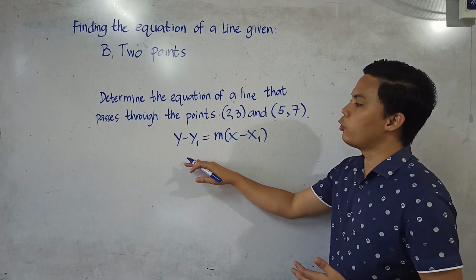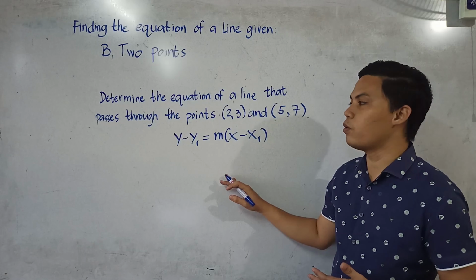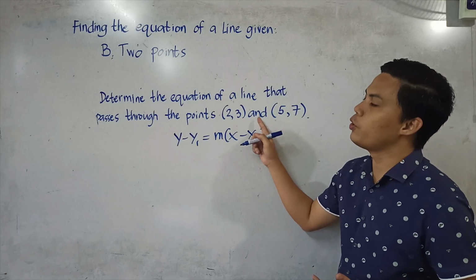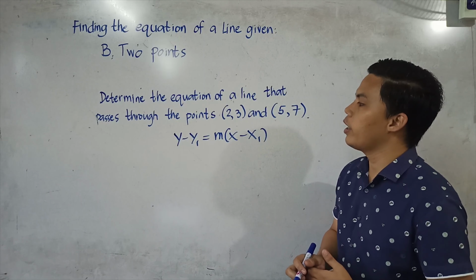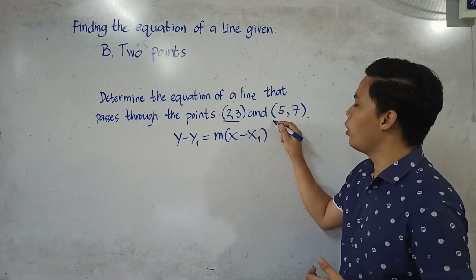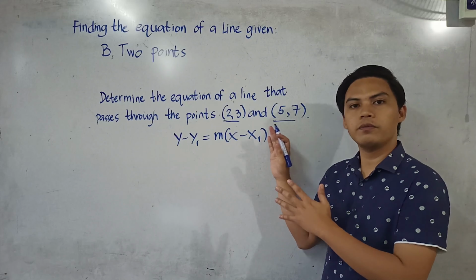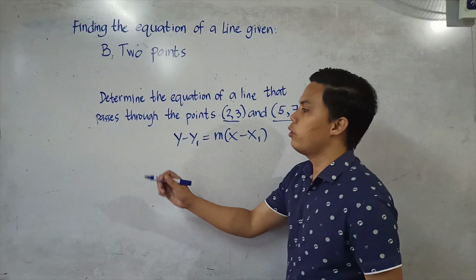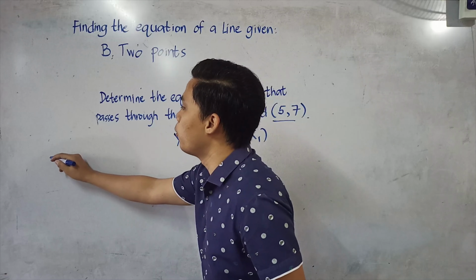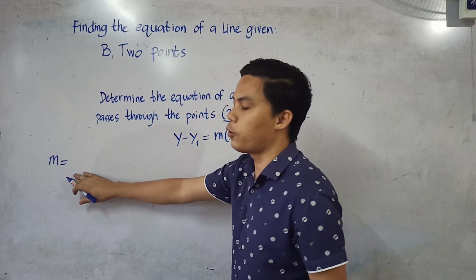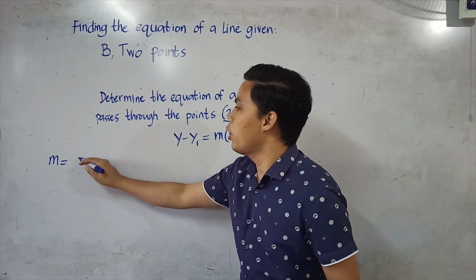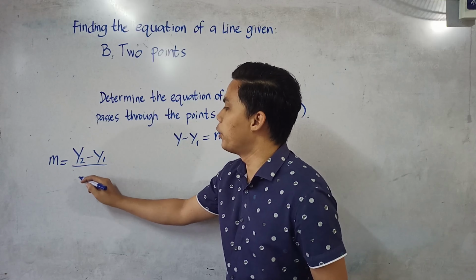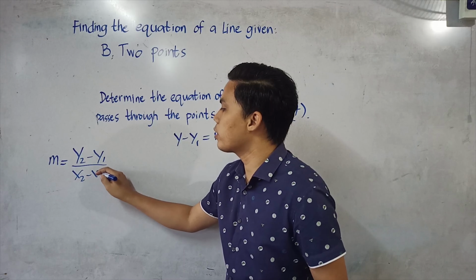Now, we all know na pag gagamitin natin yung point-slope form, kailangan nating makuha yung isang point at saka isang slope. Pero since 2 points yung binigay sa problem natin, kailangan muna natin i-determine kung ano yung slope ng given 2 points natin. So, we're going to solve first for the slope. We all know na ang formula sa pagkuha ng slope would be y sub 2 minus y sub 1 over x sub 2 minus x sub 1.